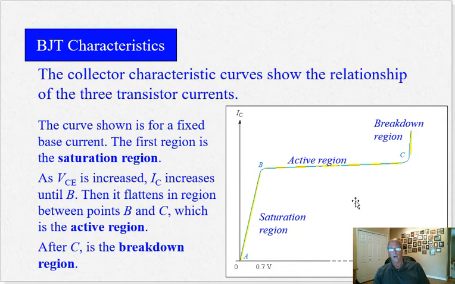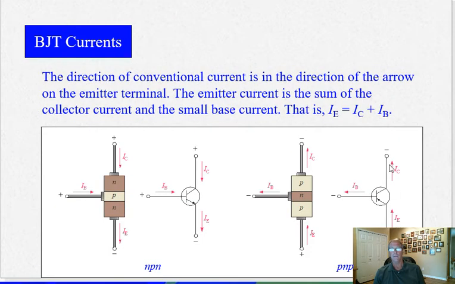Here's a curve showing the relationship between the collector current and the collector-emitter voltage. Let me go back a second. There's a voltage across the collector and the emitter terminals. You can measure that. That voltage and the current going through the collector and the emitter are controlled by the base current. Spoiler alert: in a couple of slides we'll see that this base current controls the collector current and therefore controls the voltage across the collector and emitter.